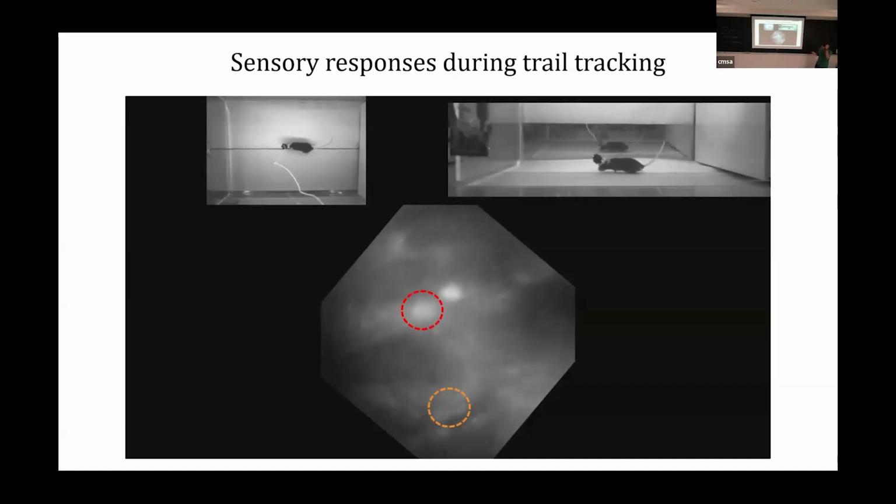Okay, so now imaging glomeruli. So what do the sensory responses look like? This is a video acquired by a microscope that's sitting on the head of the animal. We express calcium indicators, which we use as a proxy for neural activity. And here is the mouse tracking the trail. Hopefully what you can see is some of these glomeruli flashing when the animal is following the trail.